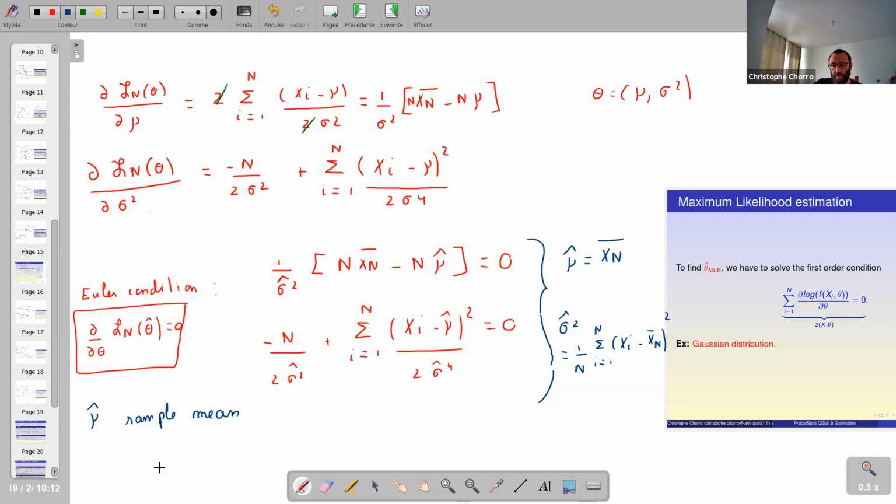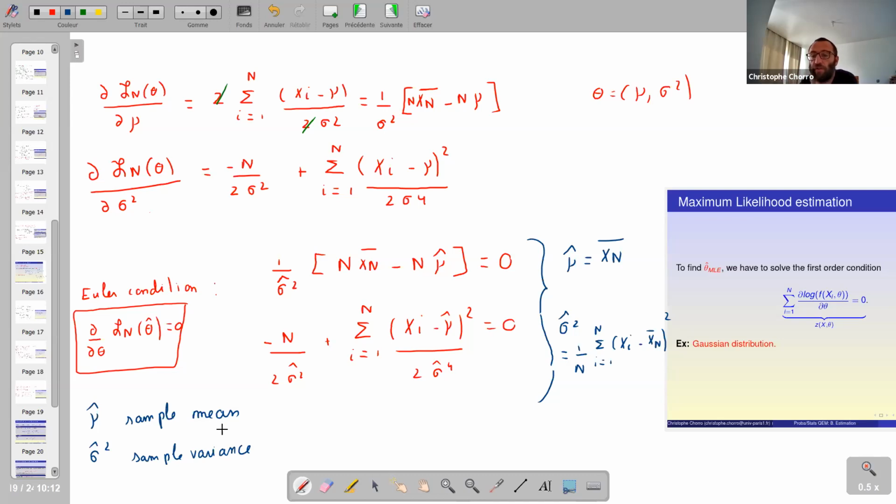You obtain for mu hat and sigma hat square the sample variance. So in the case of a Gaussian distribution, the maximum likelihood estimator of the mean and the variance is simply the pair: sample mean, sample variance.